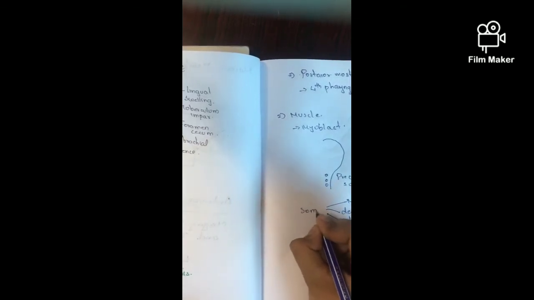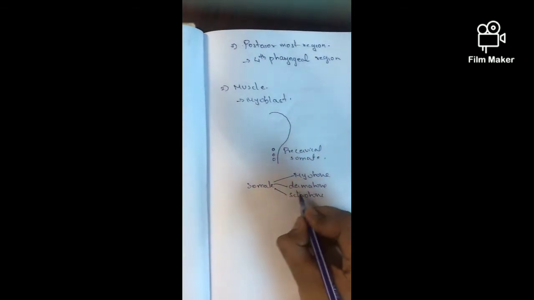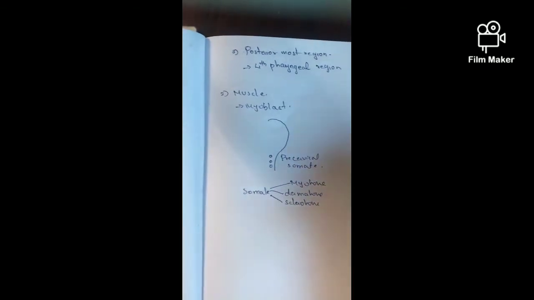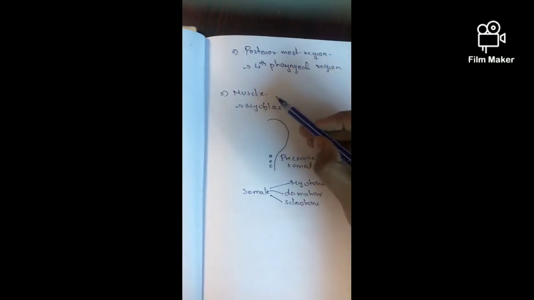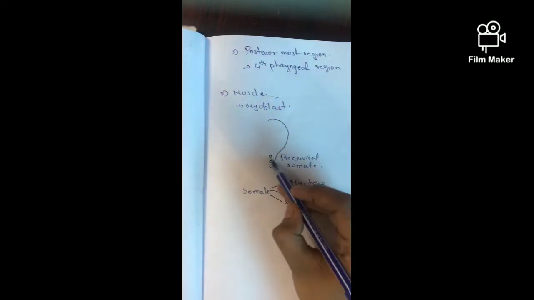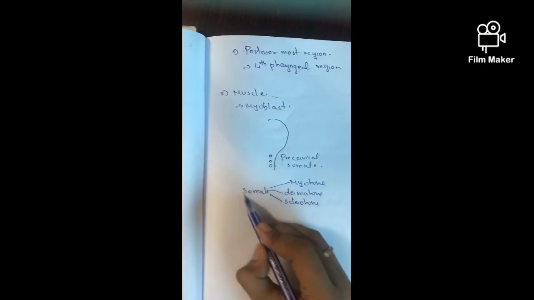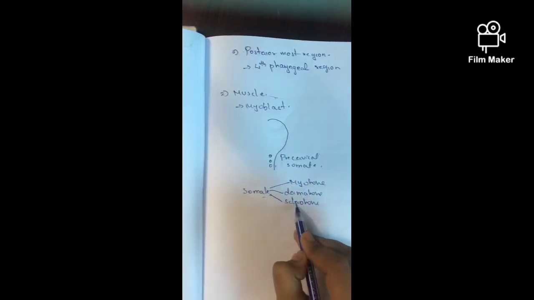Each somite has a myotome, dermatome and sclerotome. So, the muscle is developed from the myoblast, which originates in the occipital somites. Consider this as the head region. These are the precervical somites. Each somite has a myotome, dermatome and a sclerotome.